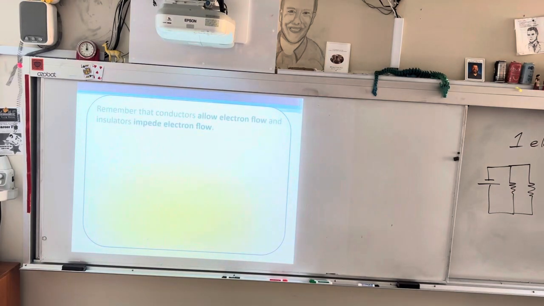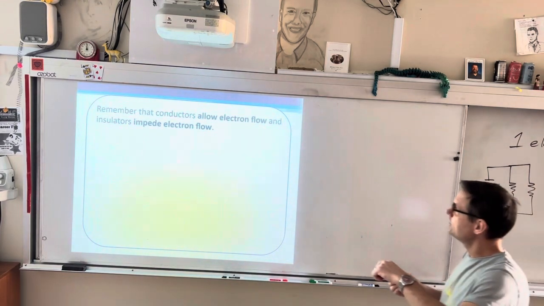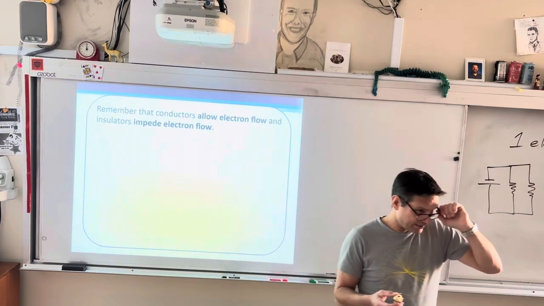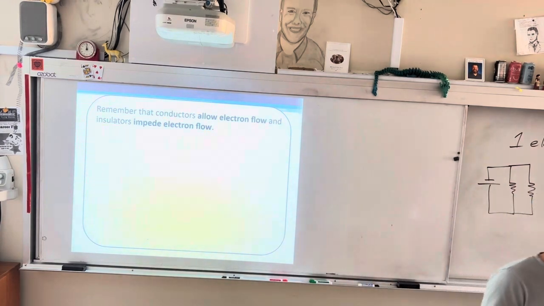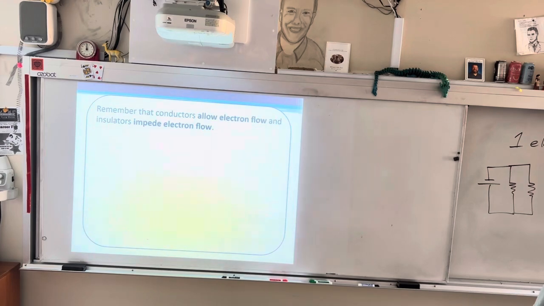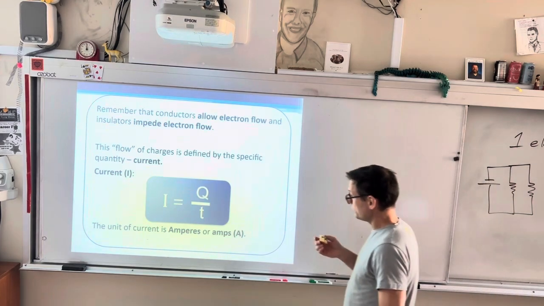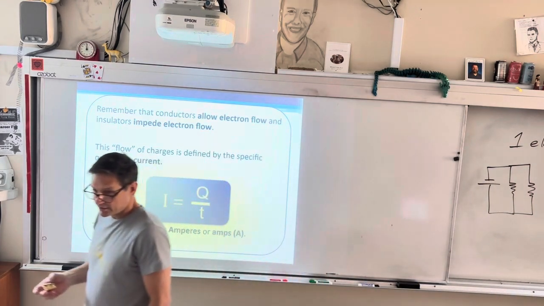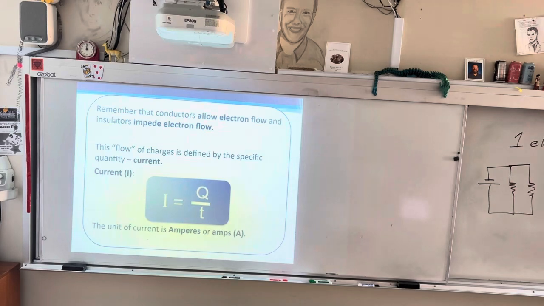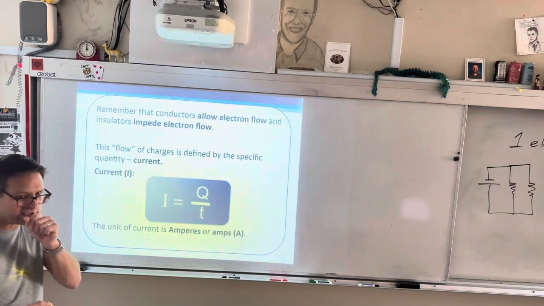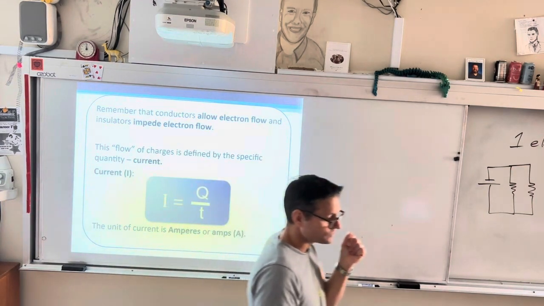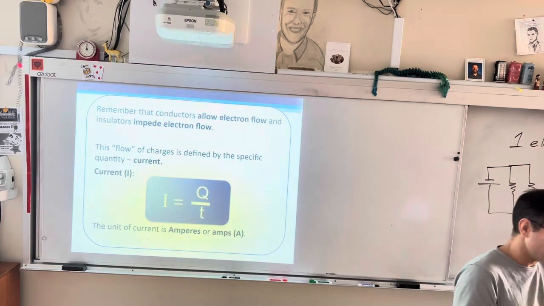Okay. So a conductor allows electron flow and an insulator impedes electron flow. And so we use conductors for current electricity. So all the wires that we have. What are the wires in this classroom made of, do you think? Liz, say that again. Copper. Copper, good. Yeah, she said it first.